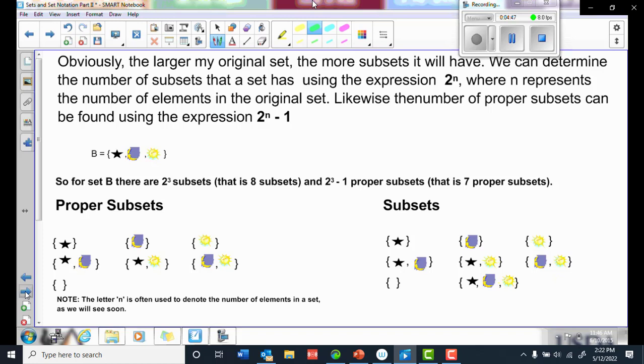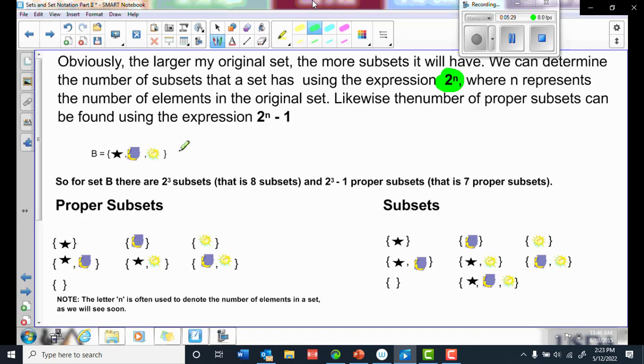Obviously, the larger my original set, the more subsets I'm going to have, and we can determine the number of subsets that a set has using the expression 2 to the n. N represents the number of elements in the original set. Now we're going to use that letter N again, so don't forget that N represents the number of elements in the original set. It's also called the cardinal number. But when we say 2 to the n, that is how many possible subsets we could have.